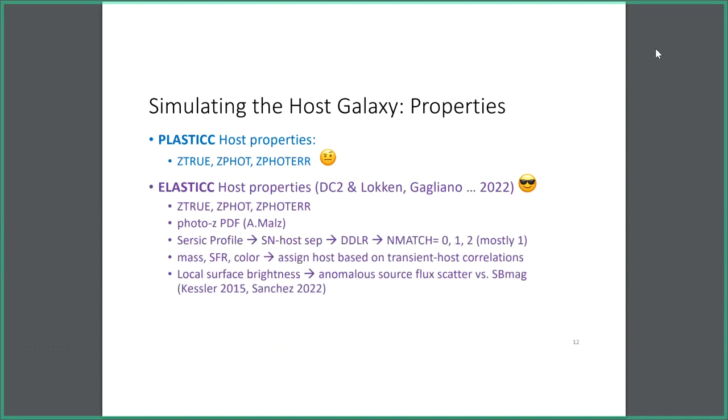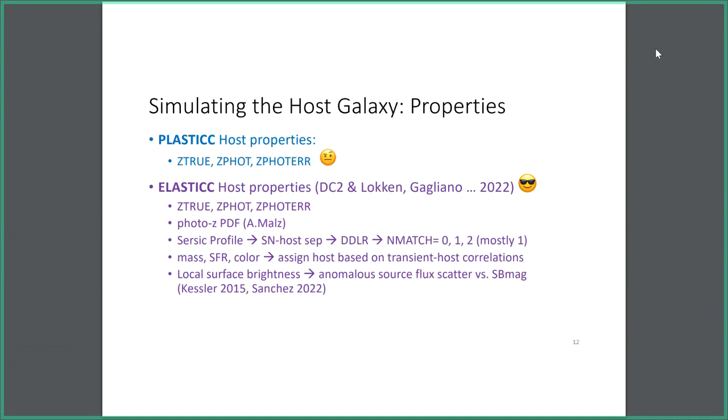Now we are at a happier place with our host properties. We have a photo-z PDF. We have a Sérsic profile, so we put transients on the galaxy according to the profile. It means we can measure a separation. We can also measure what's called a distance light radius and apply matching criteria. So in this challenge, the number of matches will be mostly 1, but sometimes there will be 0 matches and sometimes there will be 2 matches. That's reality, and the brokers hopefully will figure out how to deal with that.